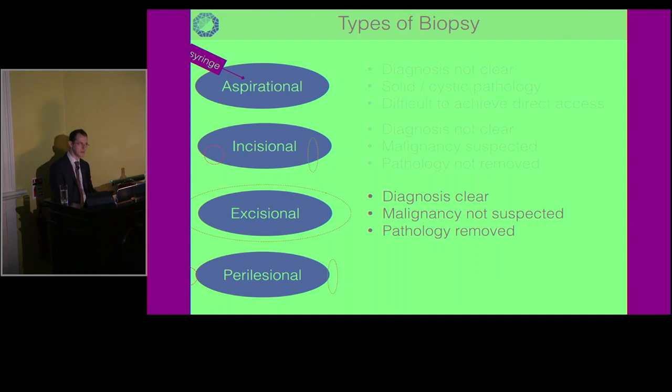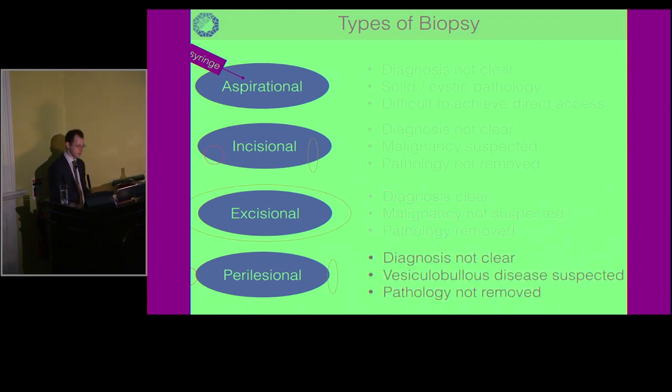You know what it is by looking at it, or you're 90% sure, or you can narrow it down to a small number of things, all of which need to be removed. And the actual treatment removes the pathology. And then perilesional is where we don't know what it is, but we suspect that it might be vesicular bullous. That's really the reason for doing perilesional tissue.